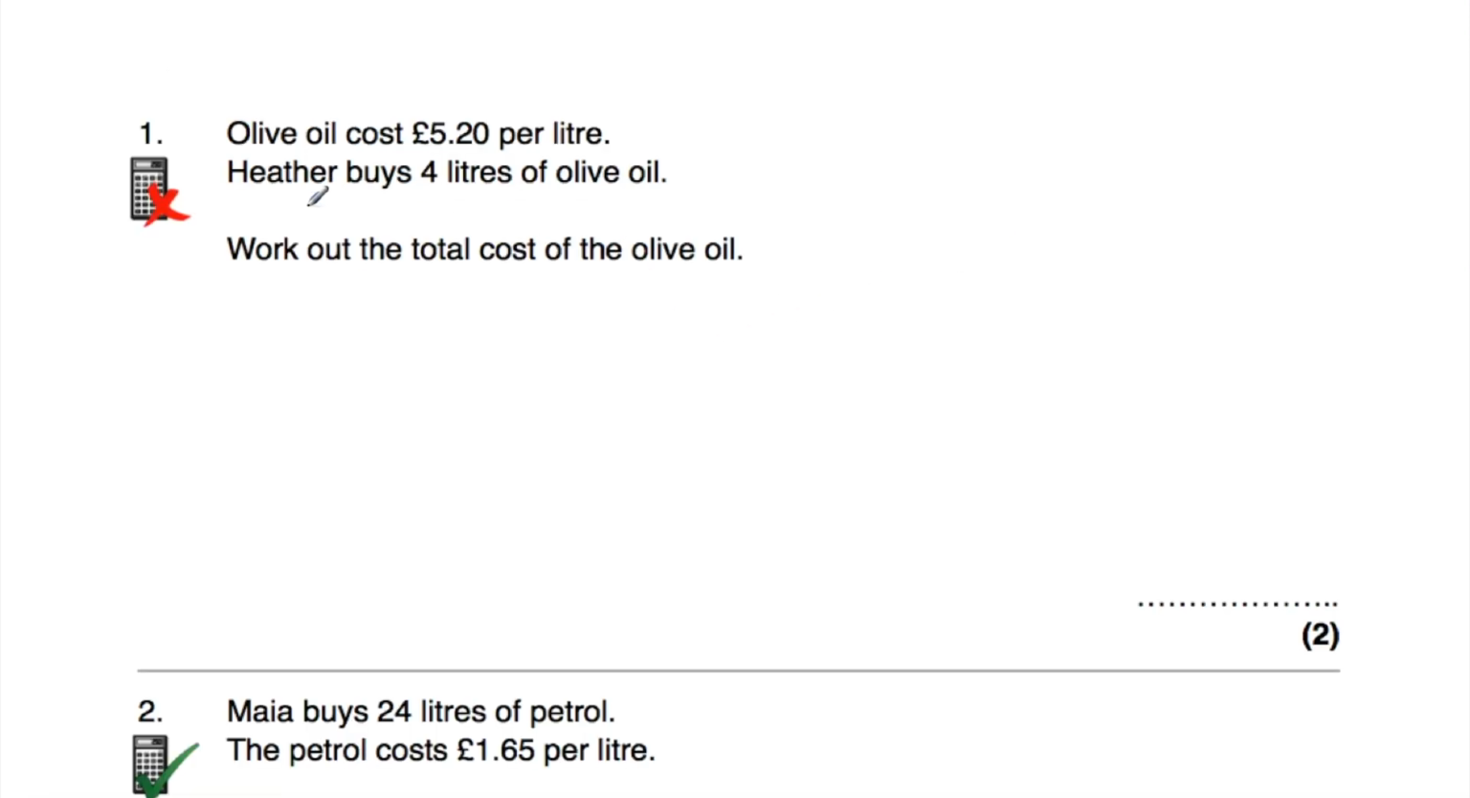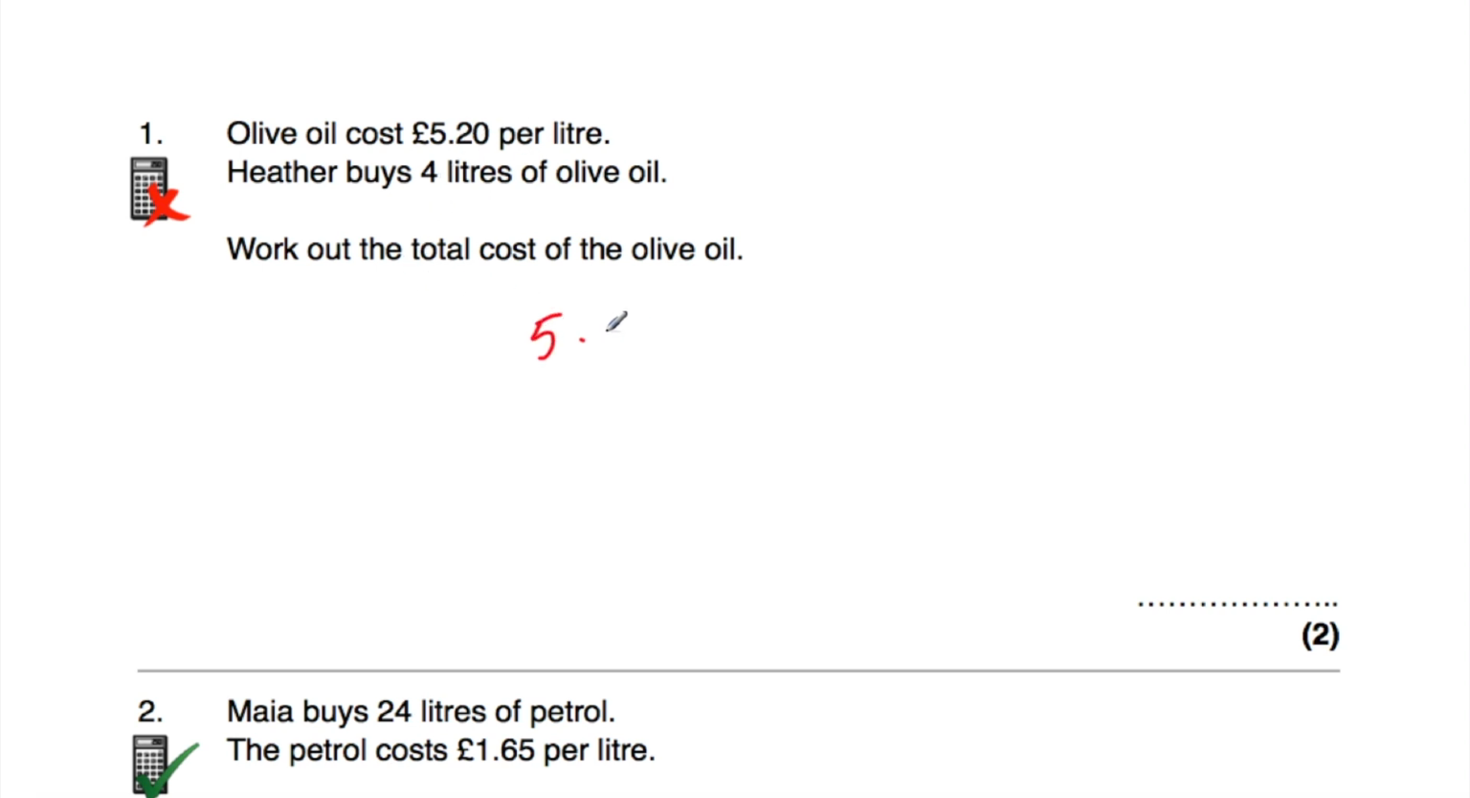So question number 1. Olive oil costs £5.20 per litre and Heather buys 4 litres of olive oil. Work out the total cost of the olive oil. So it costs £5.20 per litre and she buys 4 litres. So if we do £5.20 times 4, that'll tell us the cost of the 4 litres of olive oil.